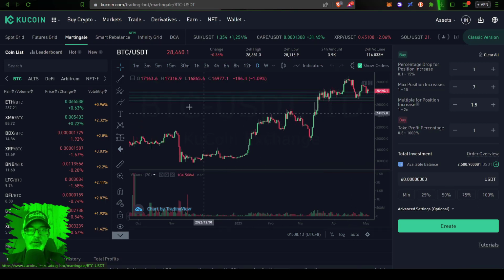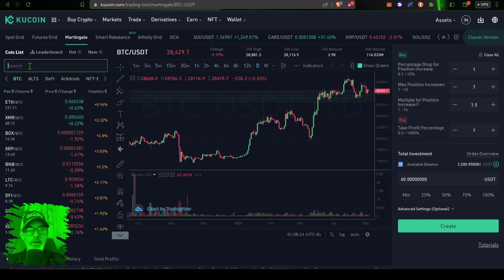Now, obviously, the first parameter you need to do is actually select what pair you want to trade, and you can choose between a variety of different pairs. You can search for a pair, but today I want to deploy this particular strategy on BTC USDT. So now with my pair selected, I can actually start configuring the actual parameters for this martingale strategy.